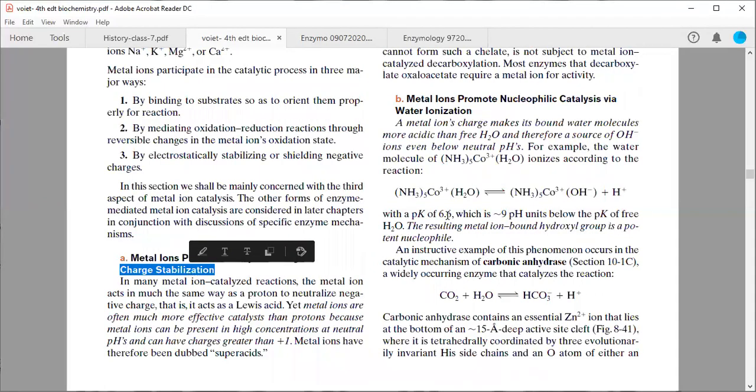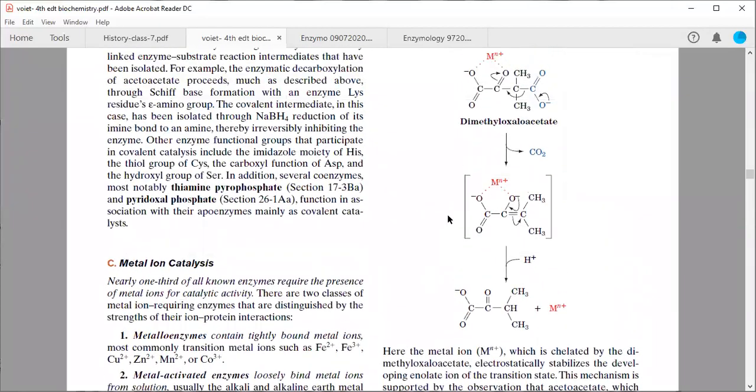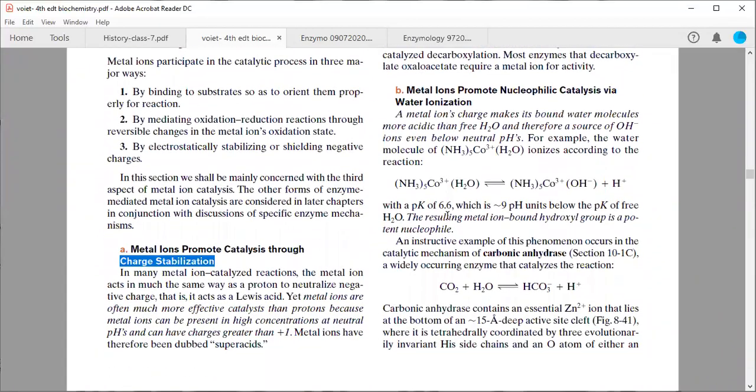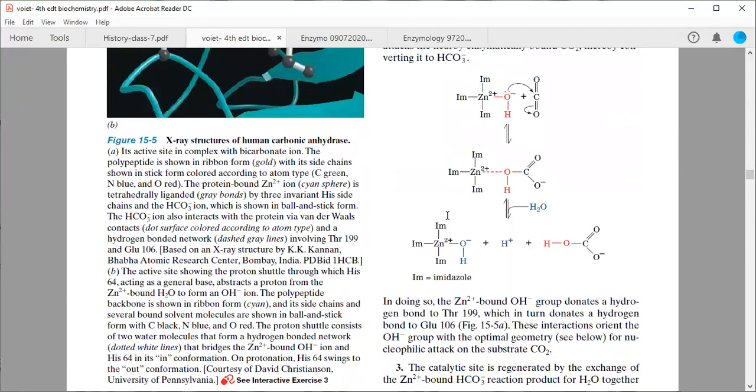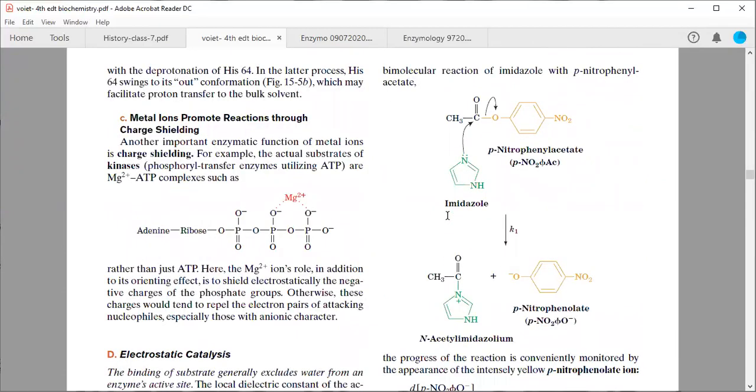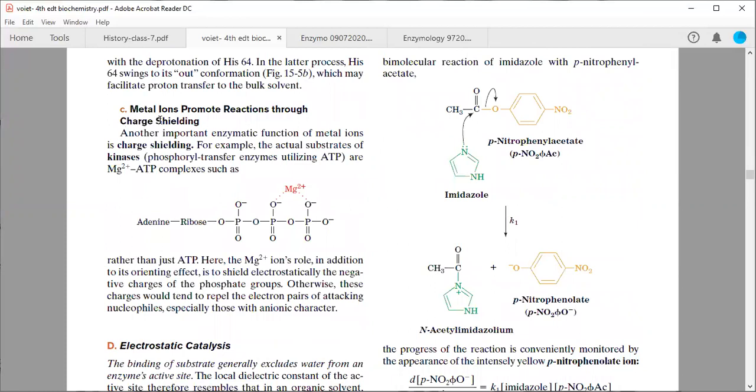Now what is charge stabilization actually? One example is given here, but I am going to discuss something else. This is charge shielding. For example, suppose there are some kinases. Kinases are a class of enzymes which utilize ATP to catalyze a reaction. ATP is made up of adenine, a ribose sugar, and alpha, beta, gamma phosphates. A magnesium ion or manganese ion is generally required, as you know from glycolysis reactions, so the kinase will also utilize either magnesium or manganese ion.